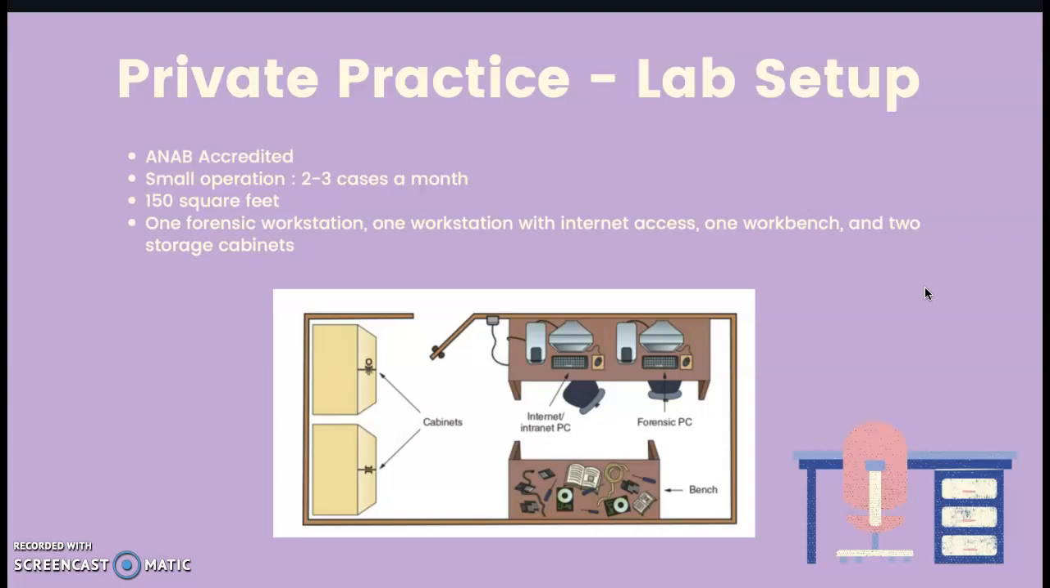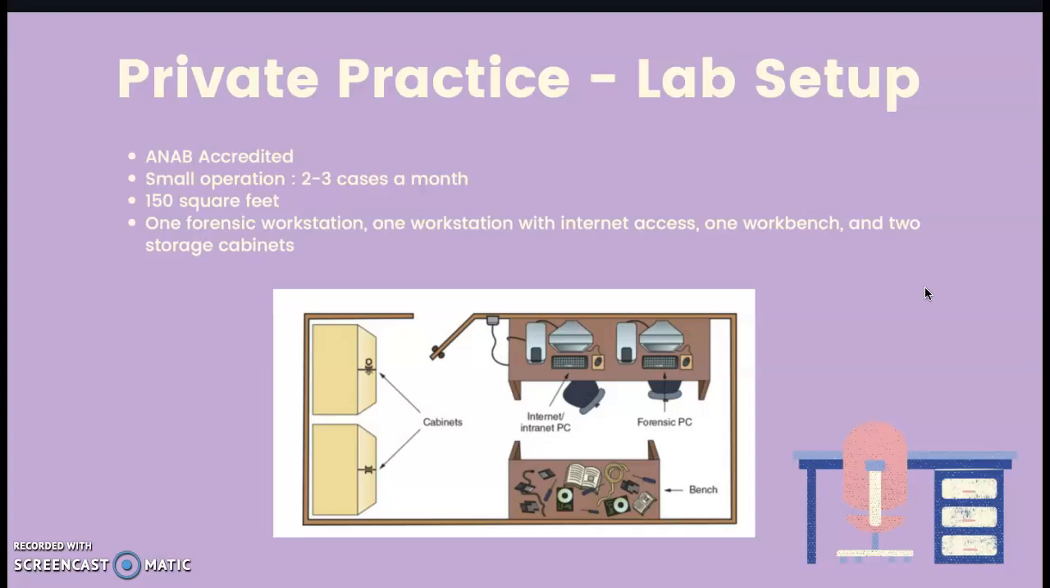I'm proud to say that my lab is ASQ National Accreditation Board accredited. The ANAB sets the requirements and guidelines for having a digital forensics lab. They set the requirements for handling and preserving evidence, performing laboratory procedures, setting personnel requirements, and they also encourage professional development. Since I am a small operation, I only have about 2 to 3 cases a month. This could range from anything from civil cases to a company coming to me about email harassment.